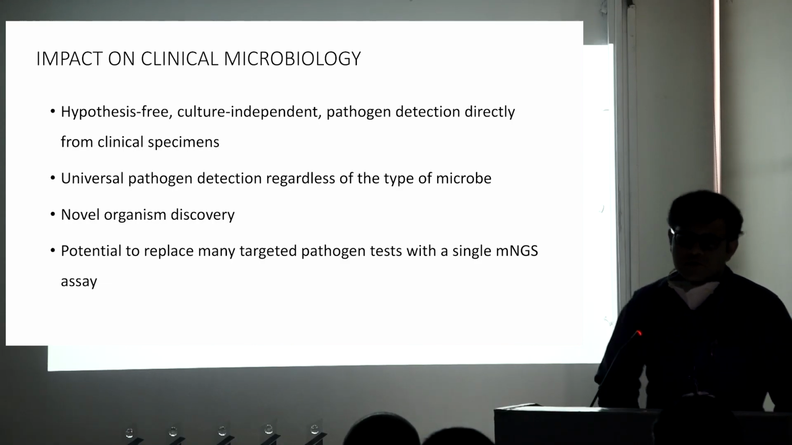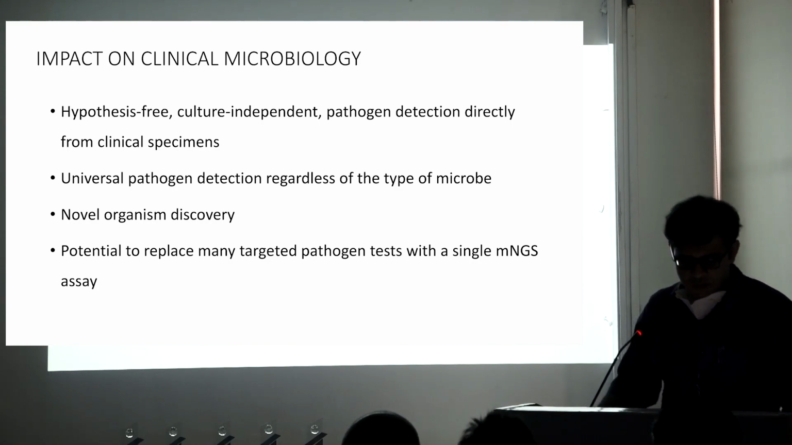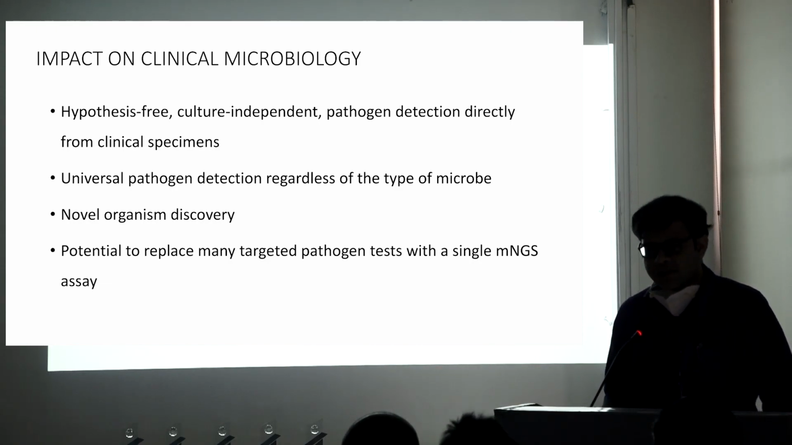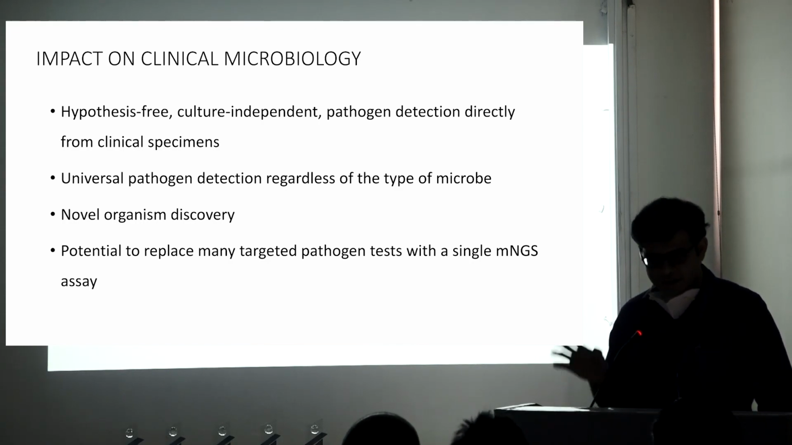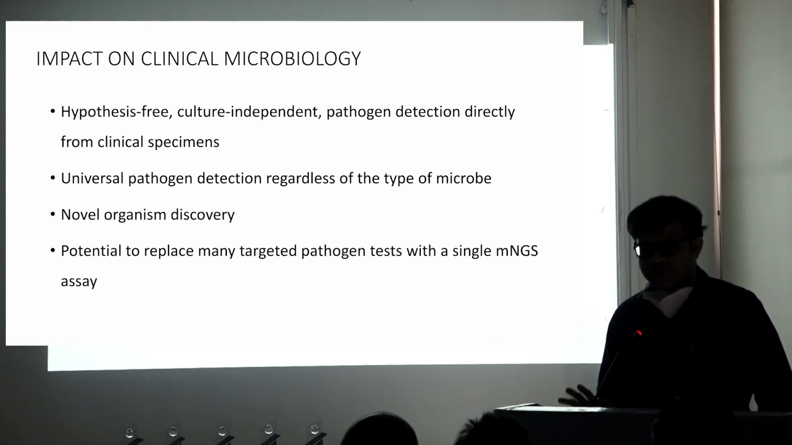So what is the importance of whole genome sequencing or the next generation sequencing? This is a hypothesis free, culture independent pathogen detection directly from the clinical specimens. So that is the main thing. You have to detect the organisms from the clinical specimen. You don't have much time. You are getting 1 hour from the sepsis surviving guidelines. You have to start everything and do everything in that. So universal pathogen detection, very important.